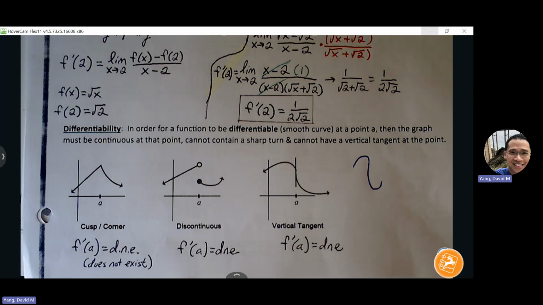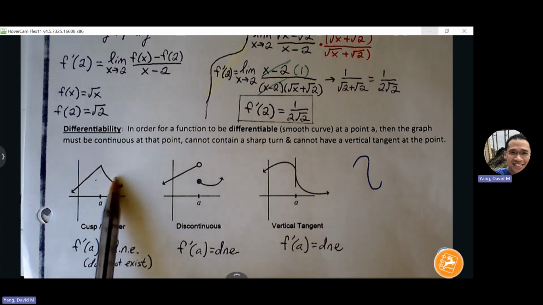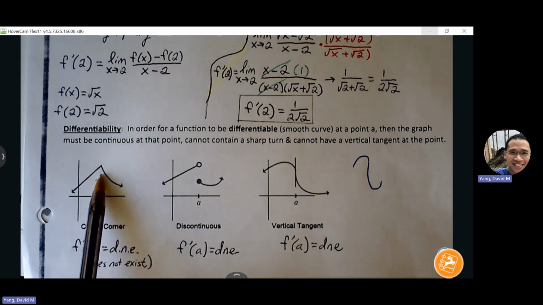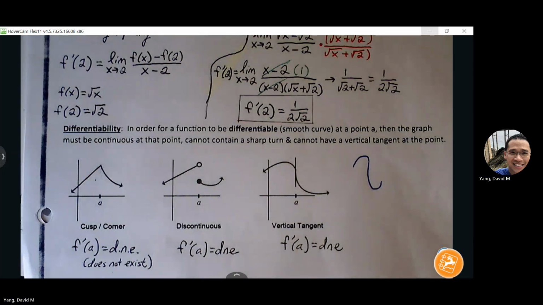So if a function is differentiable, then the graph has to be continuous at that point. It cannot have a sharp turn, and it cannot have a vertical tangent at that point. So here, a cusp, a corner, a sharp turn, the slope is undefined at this point. Okay, so that's an example of a function that's continuous, but it's not differentiable because of that sharp turn. So my f prime of a would be undefined or doesn't exist. I can't draw a tangent line to a sharp turn.